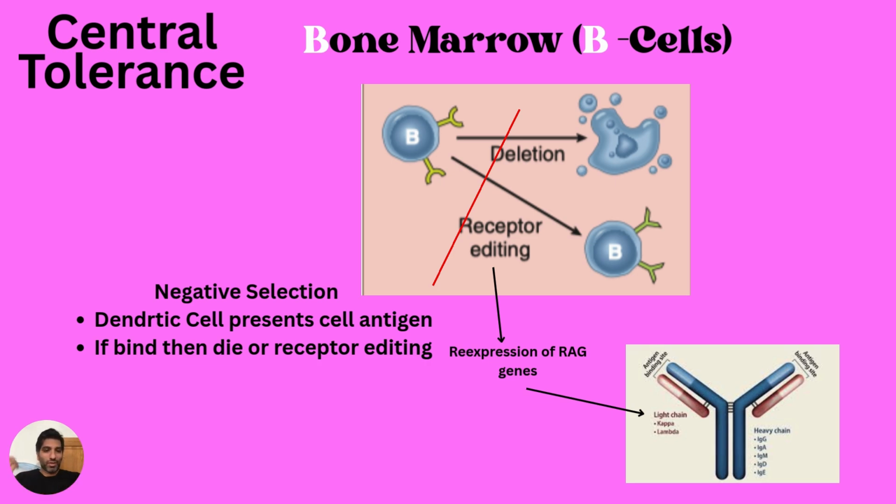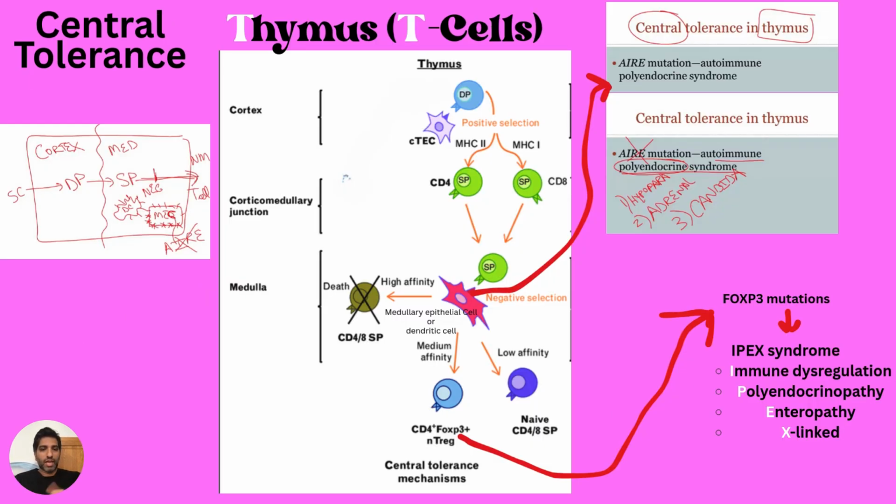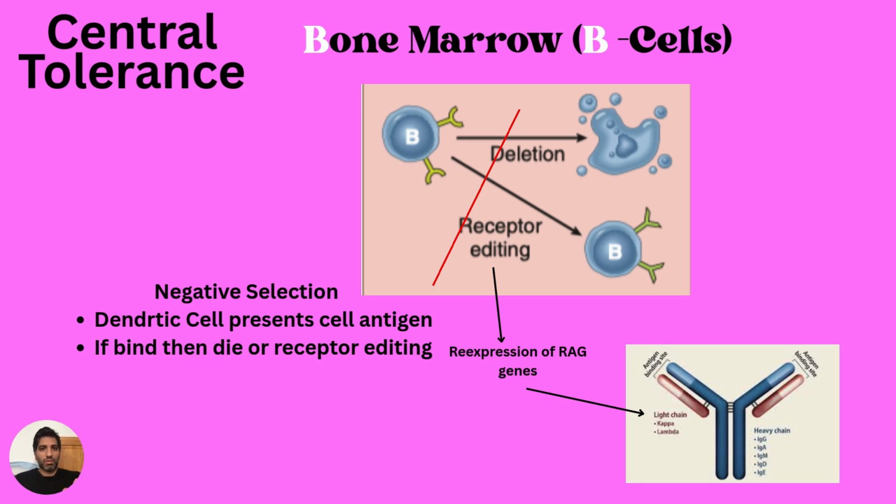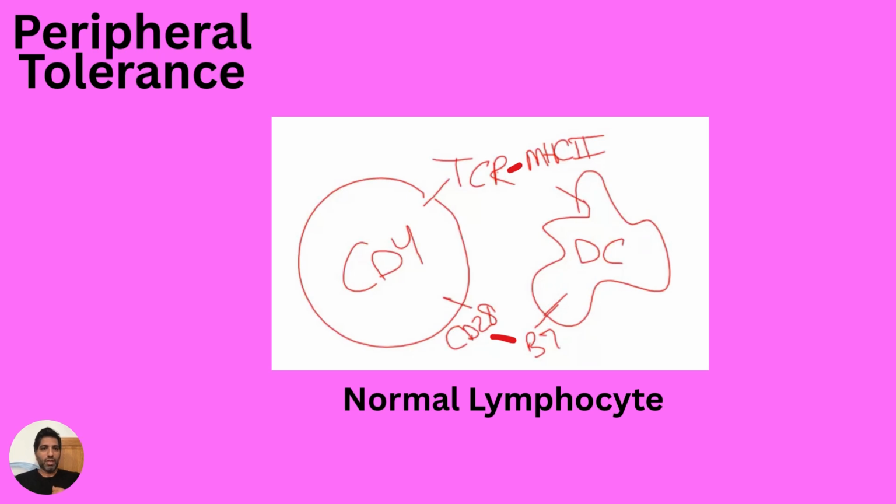If you fail negative selection, you use the rag to clean up the B cell, and now the light chain on the B cell has been changed. So you can't change the heavy chain. The heavy chain is too big. You can wipe the light chain with the rag, and therefore you can get receptor editing, and now that B cell can go on. Okay, so thymus T cells, bone marrow B cells, or both for central tolerance. Just remember these mechanisms, draw them out. They come up pretty fairly often.